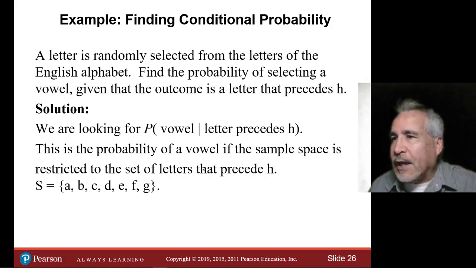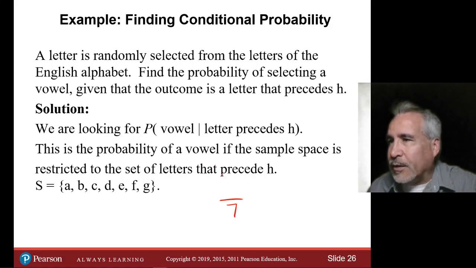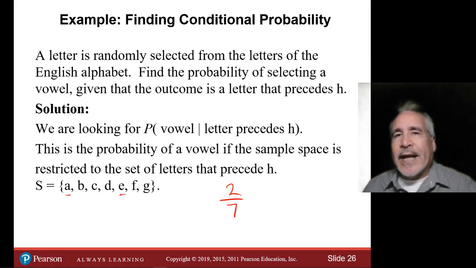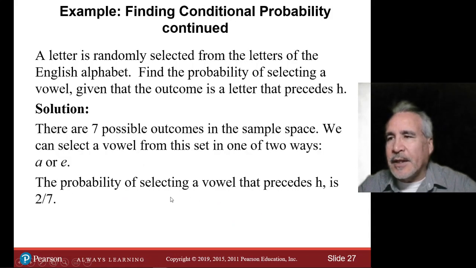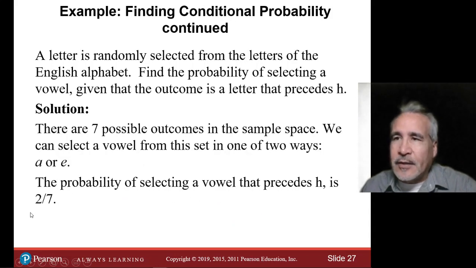So what we have to do is count how many letters precede H. Well, that's 1, 2, 3, 4, 5, 6, 7. So that's the total. How many of those are vowels? Well, A is a vowel and E is a vowel. So that's going to be 2/7. That's conditional probability. We have additional information that tells us something has already happened, and we use that to calculate our probability. Okay, so 2/7 here.